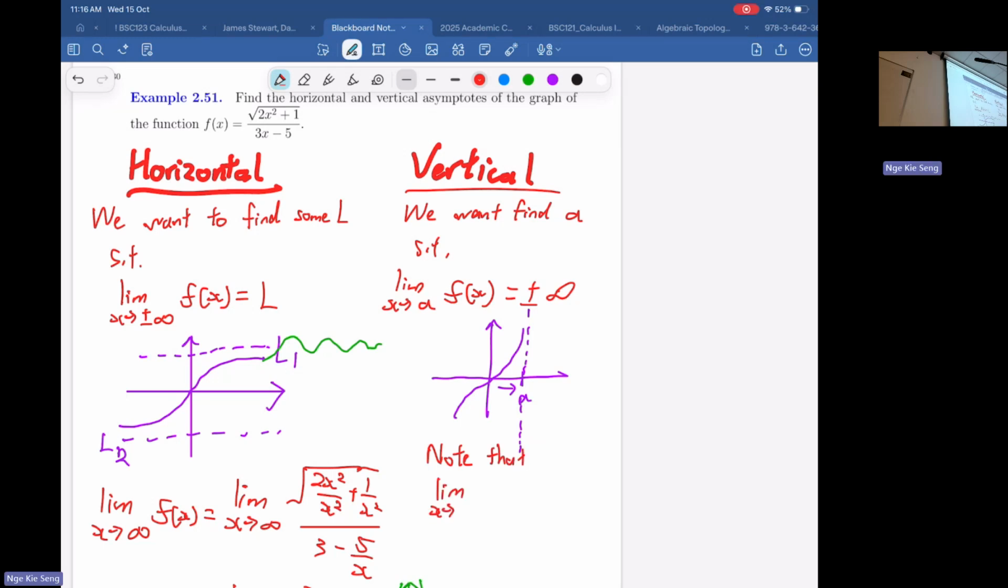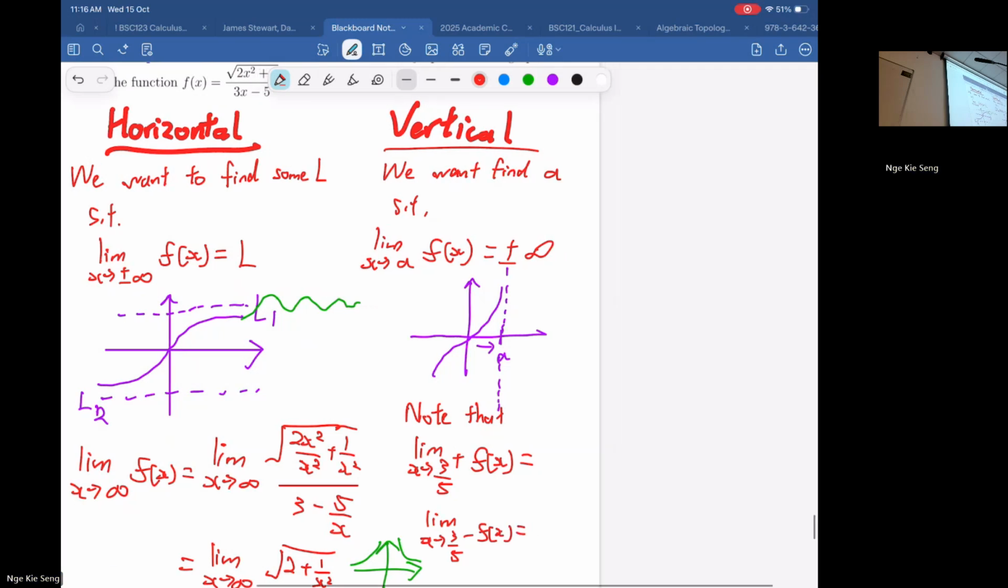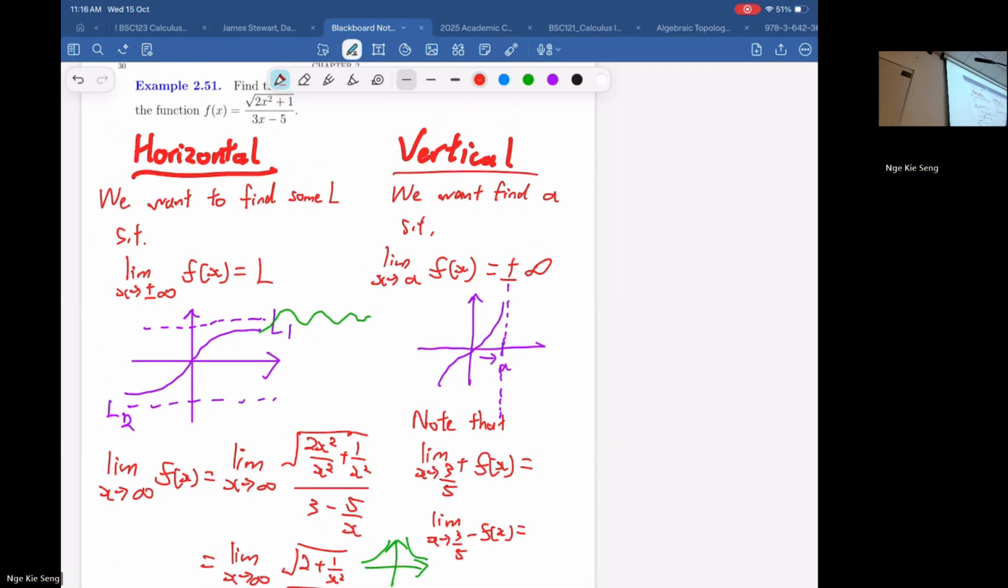Okay, so not that. Limit x to 3 over 5. What is it? Actually you have a different answer going from the left and from the right. Why? The numerator actually doesn't matter because after the square root it is still positive. But the problem is the denominator.